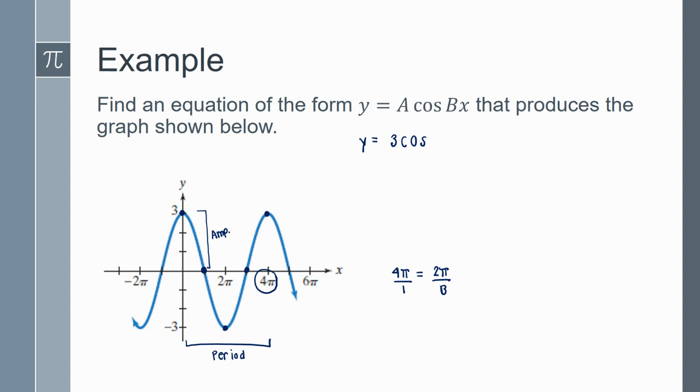I'm going to cross multiply and solve for b. When I cross multiply, 4 pi is getting multiplied by b, and then 1 gets multiplied by 2 pi. Then I need to divide both sides by 4 pi so I can get the b by itself. Notice how the pi's cancel, and then 2 over 4 simplifies down to a half. So it looks like y equals 3 times the cosine of 1/2 x. This is the equation that allowed us to get that picture.